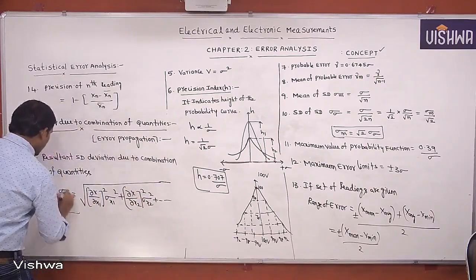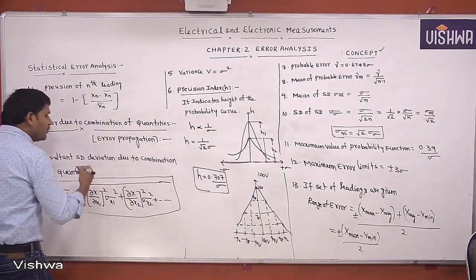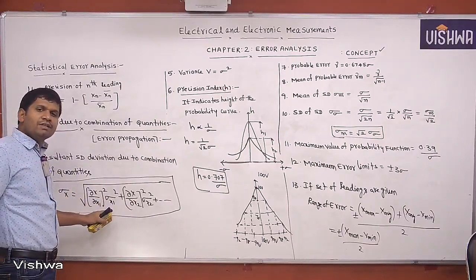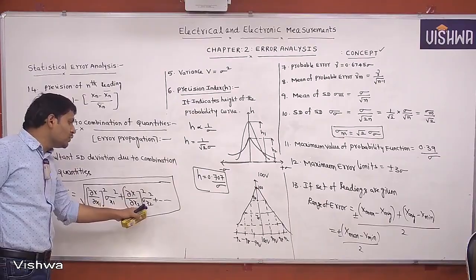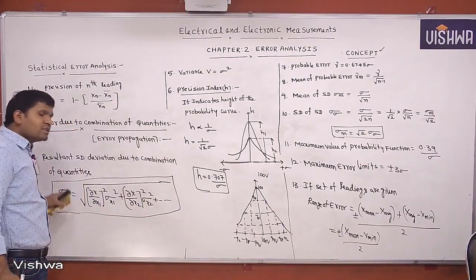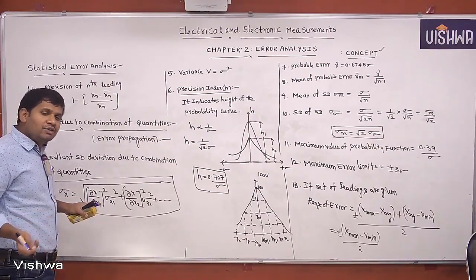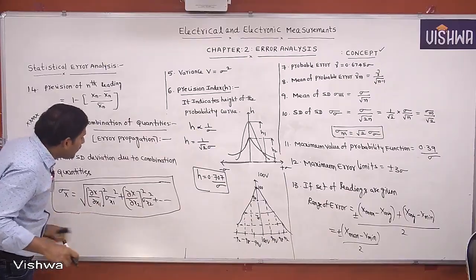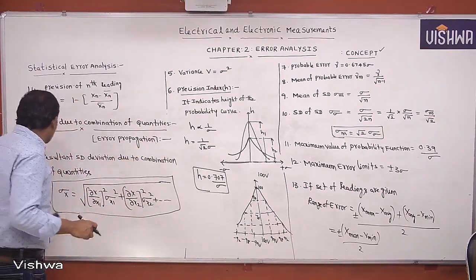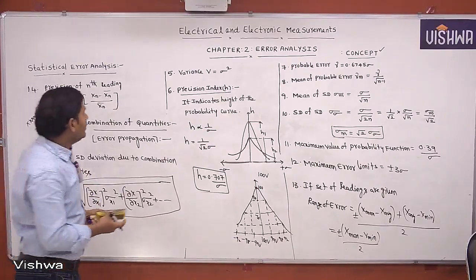That means it may be addition, subtraction, multiplication or division, we can use the same formula. Sigma x1 is the standard deviation in the measurement of x1. Sigma x2 is the standard deviation in the measurement of x2. What is the standard deviation in the x measurement? That x may be multiplication, division, addition or subtraction, whatever it may be, you can apply the same formula to find the resultant standard deviation due to combination of quantities.